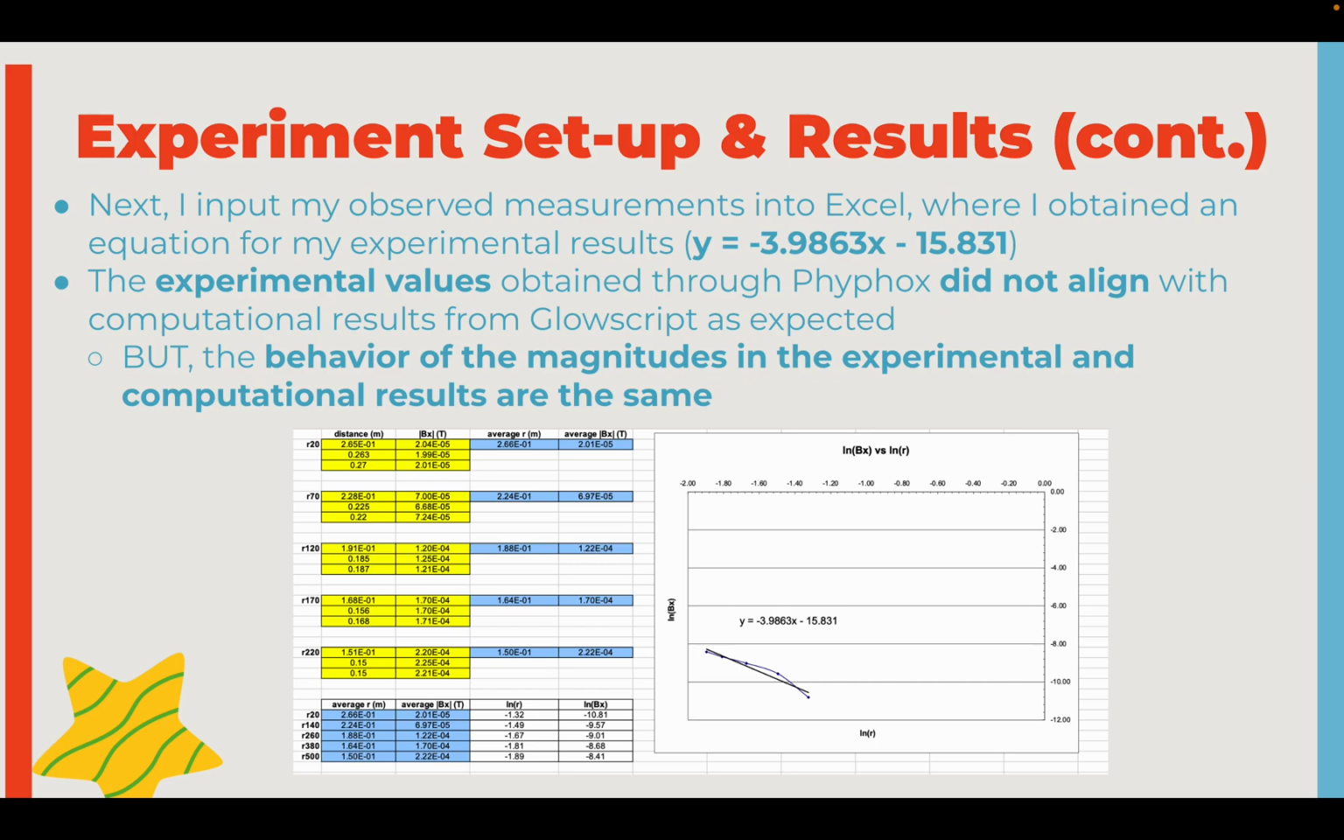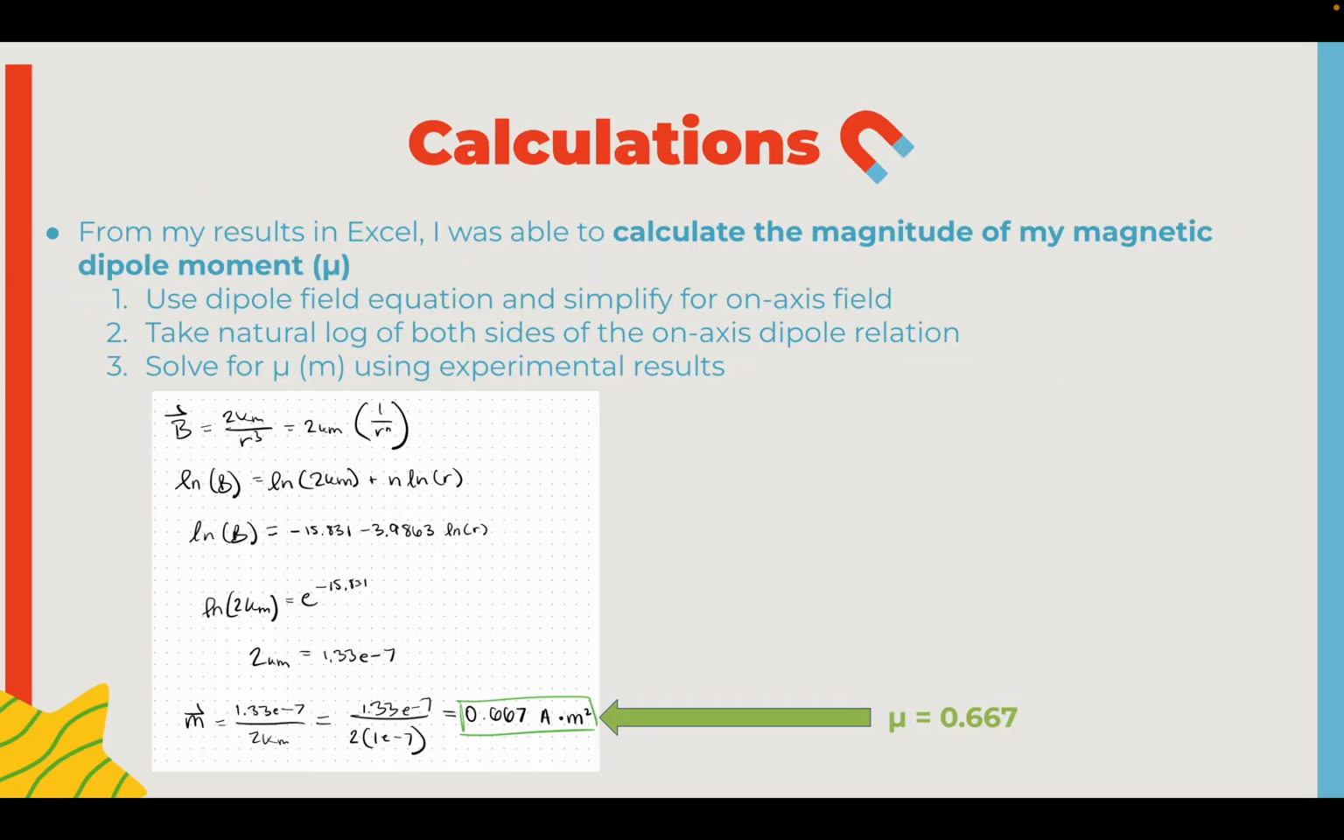And as you can see, there's a little bit of deviation from what the slope is supposed to be, but I got my n is equal to -3.98, and then my y-intercept, -15.8. And my experimental values obtained through Phyphox did not fully align with my computational results, but that's for the discussion.